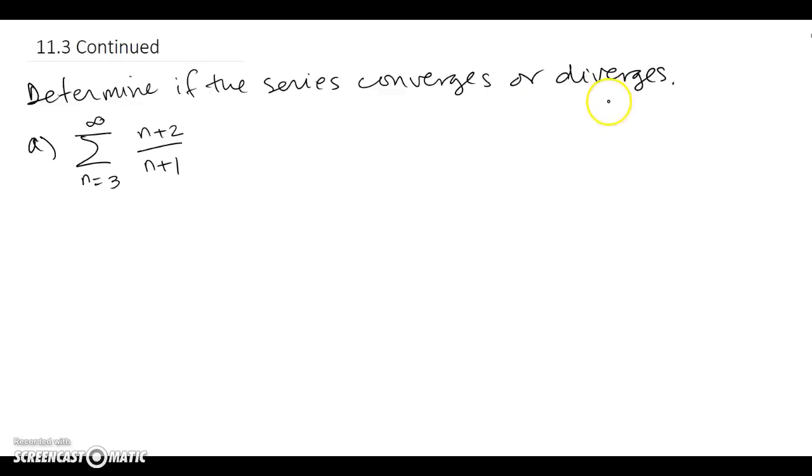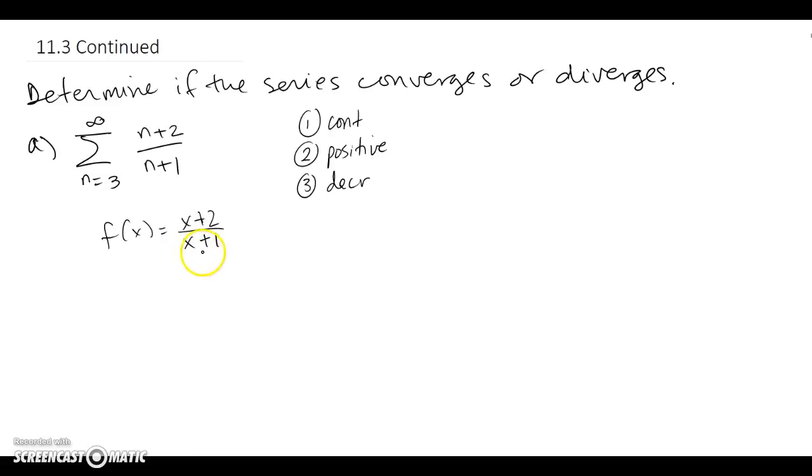Determine if the series converges or diverges. So if I'm looking at this series and I'm thinking of the integral test, if I just jump directly into the integral test, I would have to check the three things. So this function that I'm comparing it to would have to be continuous, positive, and decreasing, and all three have to check. Well, we know this is continuous.